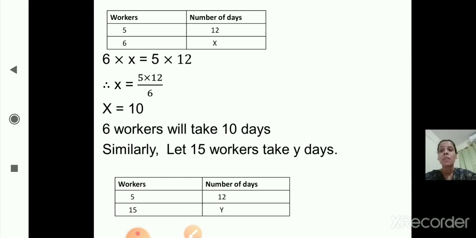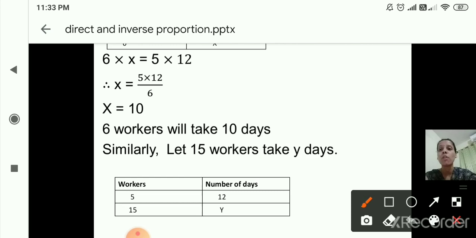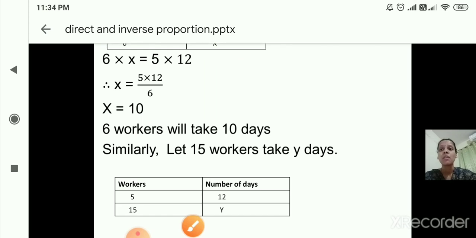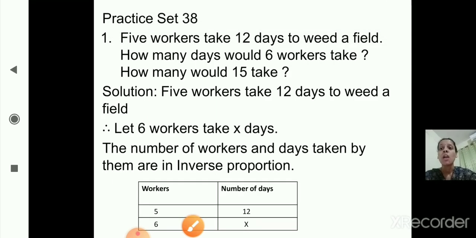Okay, see here, this X is the number of days, that we got as 10. So for 6 workers, how many days will they take? 10 days. Now in the question, one more thing they asked. Once again we will read the question. How many would 15 take?